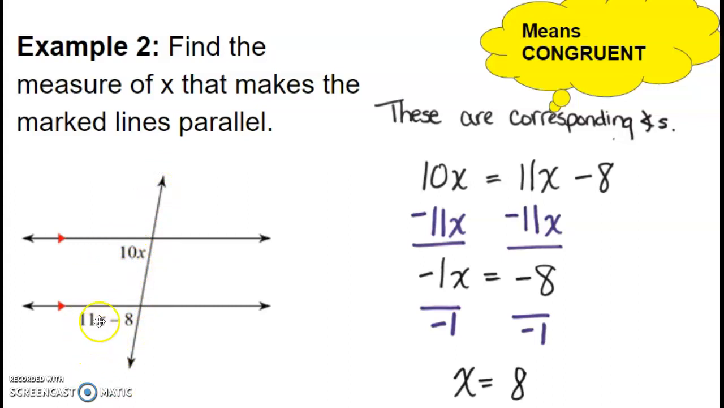Very good. So these two, where are they? Think about where they are. That's right. They're in the same position relative to where the transversal is cutting through the line. So they are corresponding angles, which means they are congruent. So we can once again set them equal to each other and solve the equation, and get x equals 8.